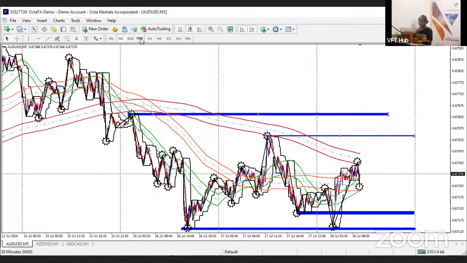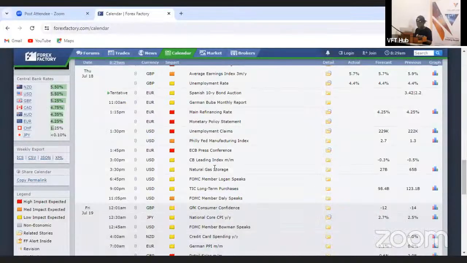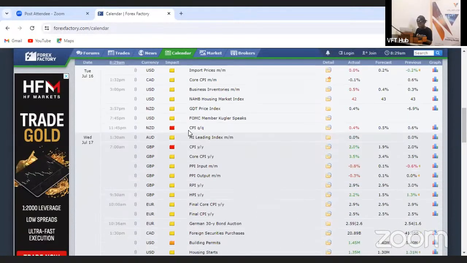If you follow fundamentals as well, you know that AUD employment data came out this morning, and it came out way higher than expected. Let's quickly look at that. It came out way higher than expected. Right, where is it?